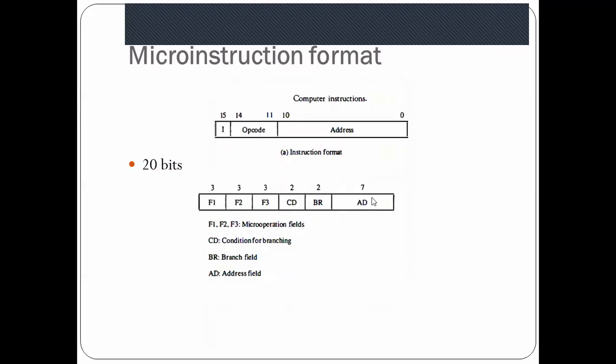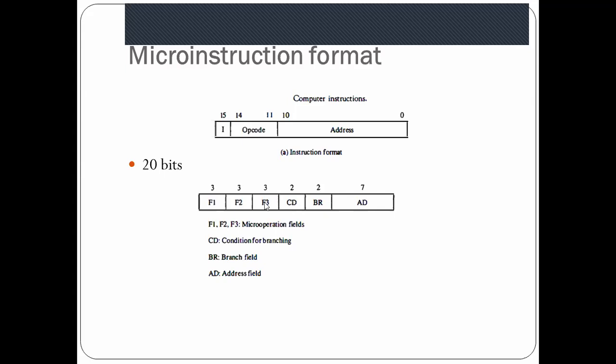These 20 bits are divided into several fields, up to 6 fields. Here AD is the address field, a 7-bit field. Why is this a 7-bit field? Because this address gives the address of the next micro instruction available in the control memory, so 7 bits are sufficient. After that, the branch field, which helps decide whether branching has to be performed or not. And CD is the condition for branching, which holds the status bits.